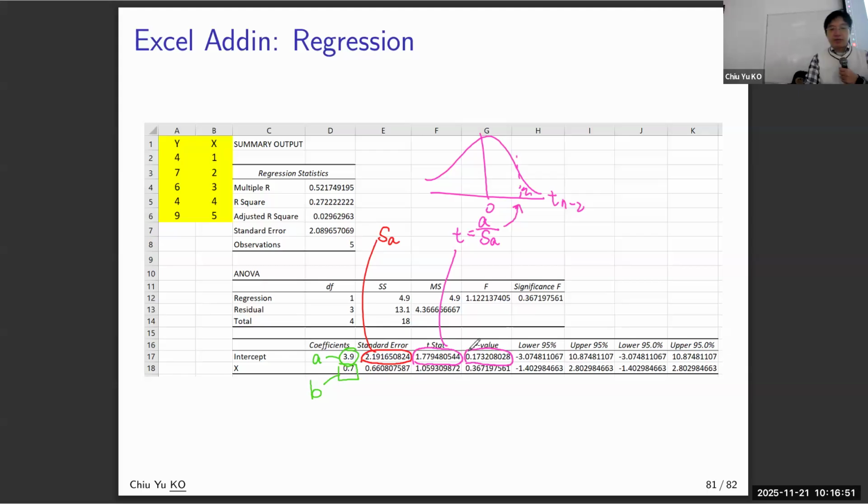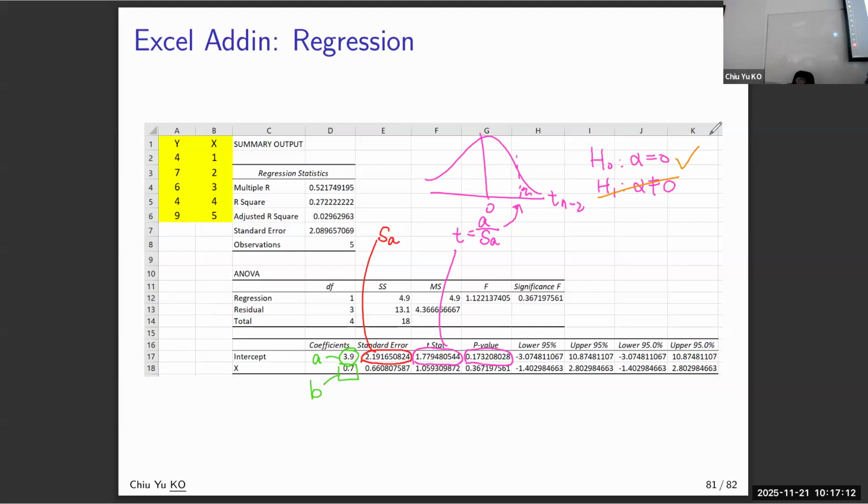Because remember what it's doing, this p-value is testing this: H0 is alpha equal to 0, H1 is alpha not equal to 0. So P is big, so you are not rejecting this, so you keep this.